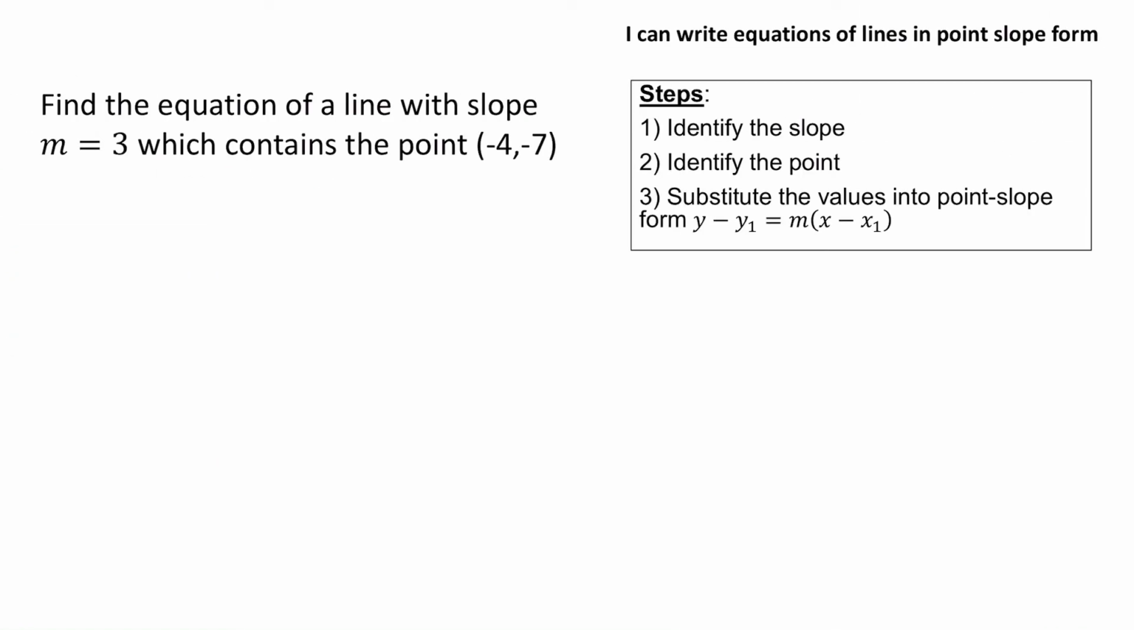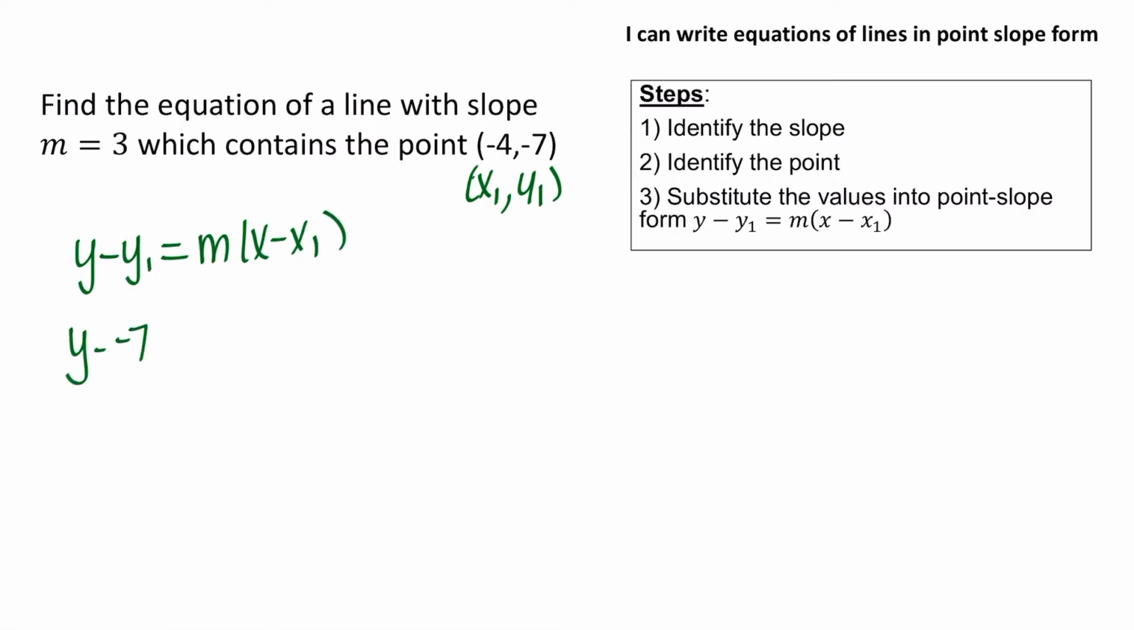Let's find the equation of a line with slope m equals 3 that has the point negative 4, negative 7. So the slope is 3, the point is x1, y1. So when we plug in, we get y minus y1 equals m times x minus x1. So we get y minus negative 7 equals 3 times x minus negative 4. So let's fix these minus negatives. They're both going to turn into a plus. So we have y plus 7 equals 3 times x plus 4.